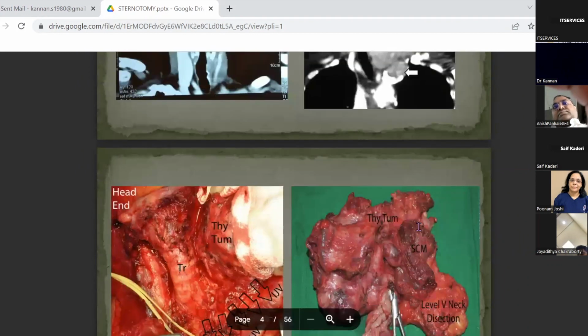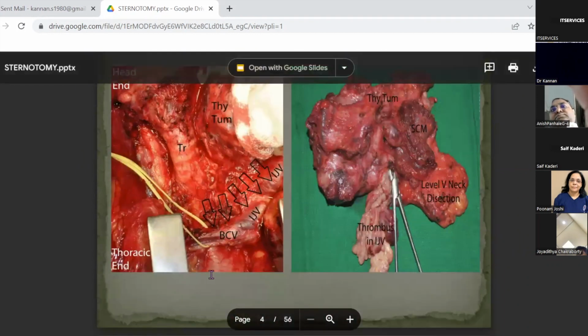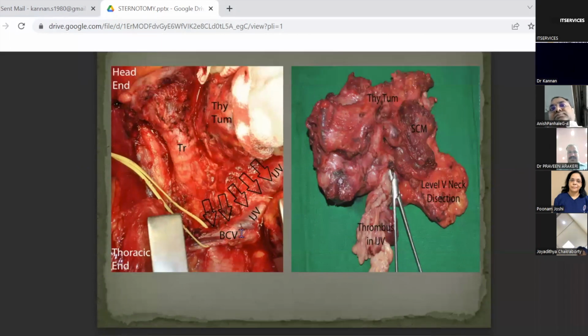So in this patient, when we did a sternotomy, here you could see the brachiocephalic vein, here you could see the internal jugular vein and the thrombus inside it. This is the main tumor. This is the next specimen, level 5 nodes, and this is the thrombus inside the internal jugular vein going up to the brachiocephalic vein. So whenever you operate on a patient with a thrombus inside the internal jugular vein going up to the brachiocephalic vein, identify the lower limit of the thrombus.